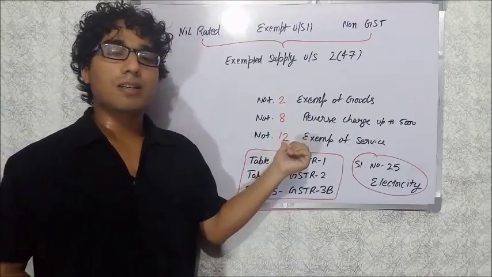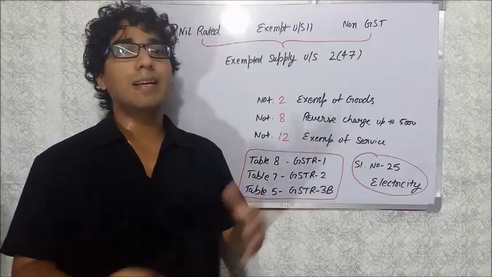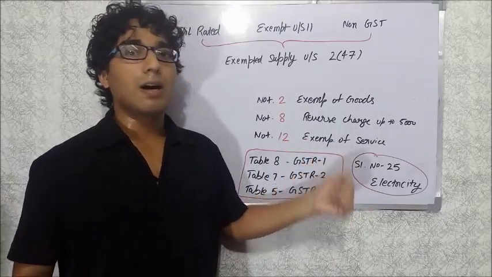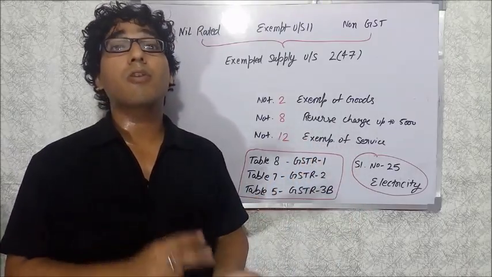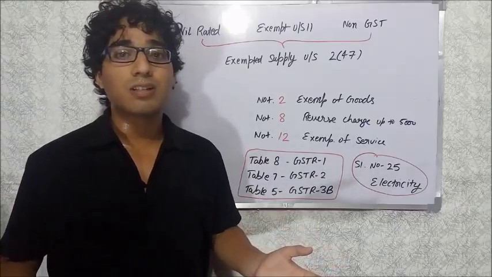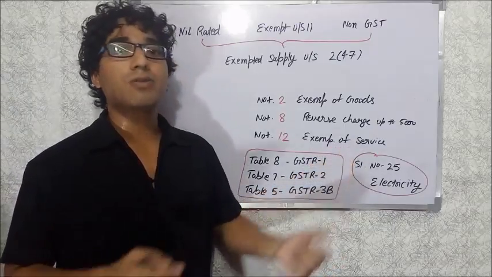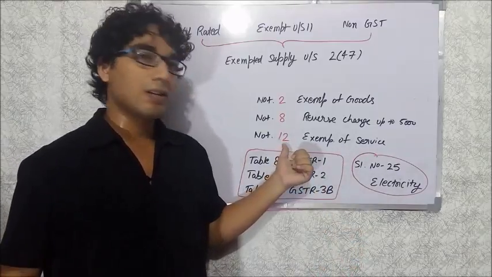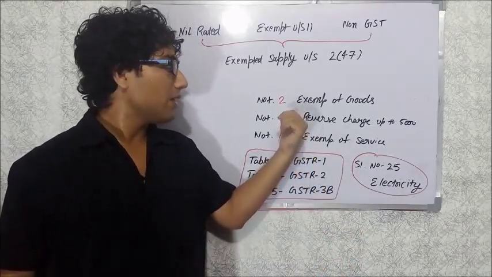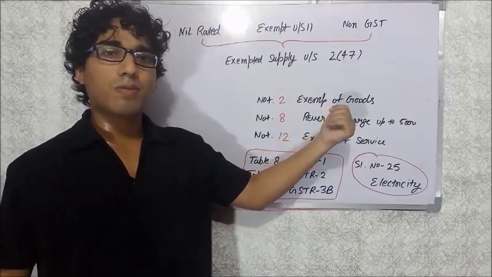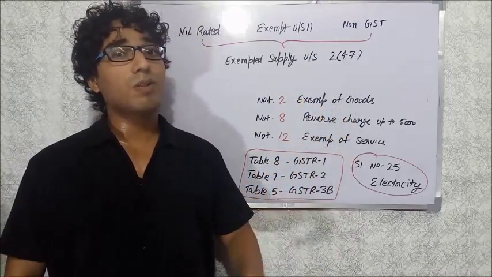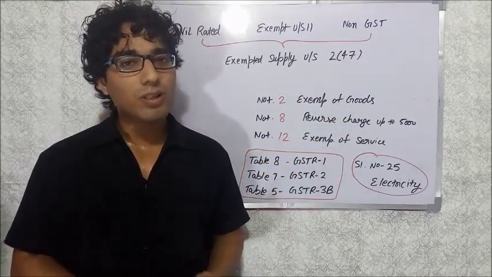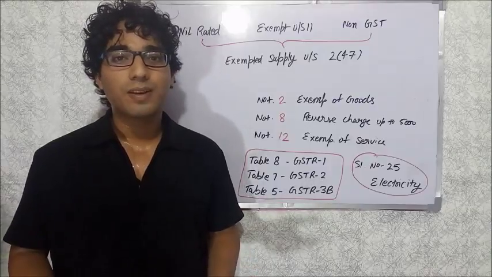And if you check out notification number 12, there are a lot of entries in that also, like GTA related service and the government services. A lot of government services are also exempt services, and then education service, medical service. There are a lot of lists there in notification number 12. But whether notification 2, which is exemption of goods, and notification 12, exemption of service, is nil rated or exempt under section 11.